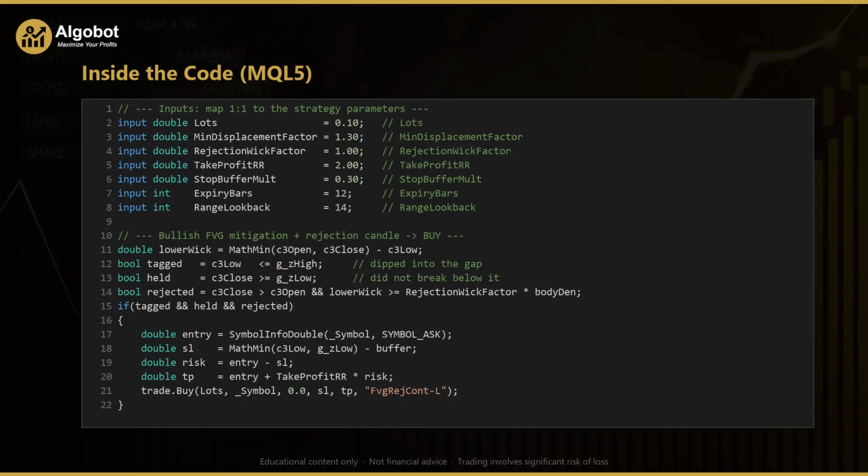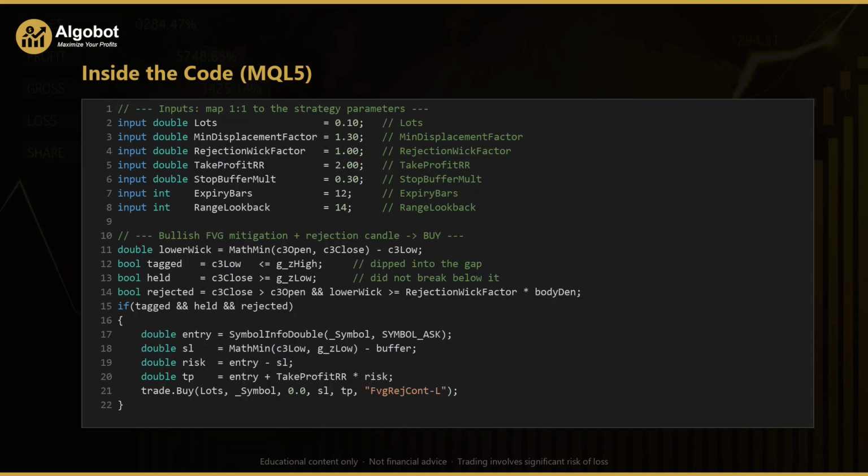Let's read through the actual MetaQuotes language code you see on screen, just as you would inside MetaEditor. At the top are the input parameters. Lot sets your fixed trade size. MinDisplacementFactor controls how large the middle candle must be relative to average range, so raising it demands a stronger impulse and produces fewer but cleaner gaps.